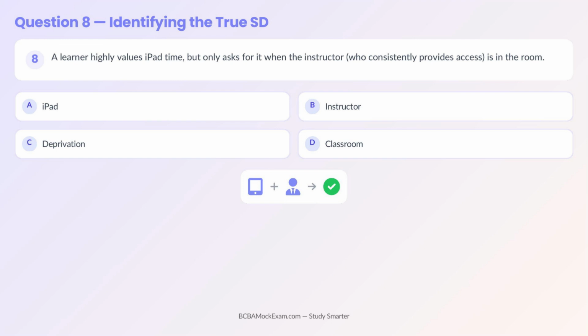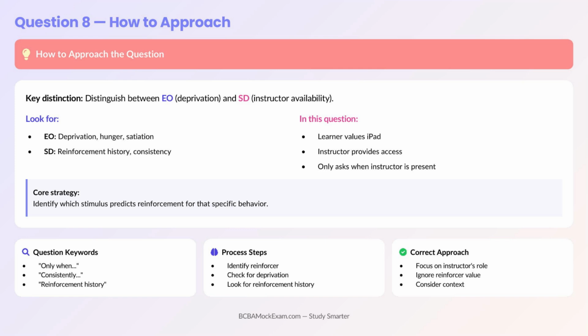A learner highly values iPad time, but only asks for it when the instructor who consistently provides access is in the room. A. iPad, B. Instructor, C. Deprivation, D. Classroom. This question focuses on identifying which stimulus predicts reinforcement availability for asking. To approach this question, distinguish between deprivation, which relates to EO, and reinforcement history, which relates to SD.